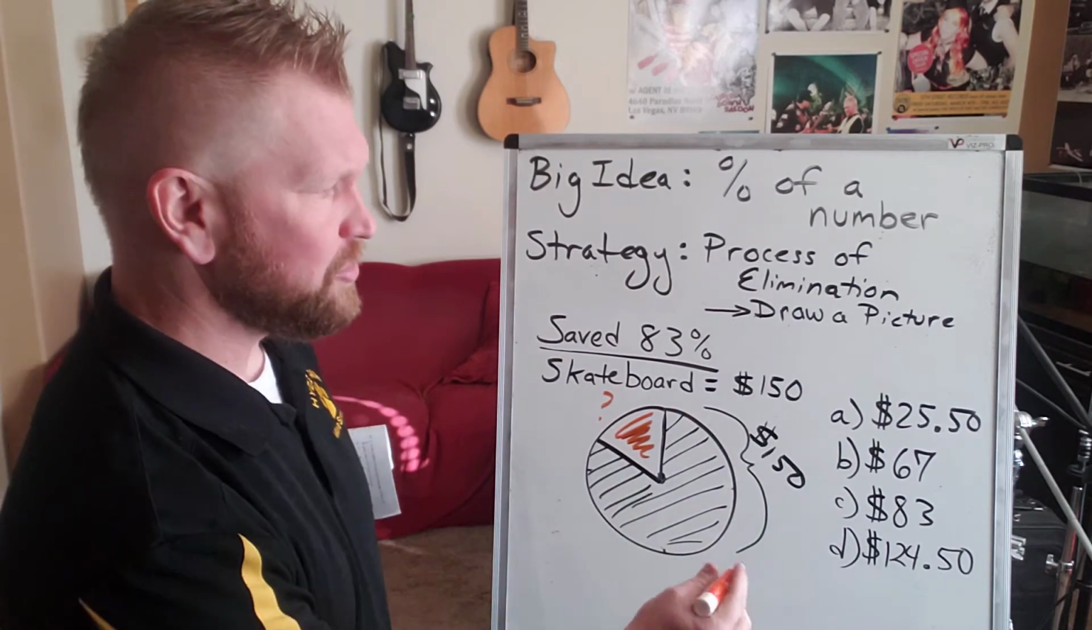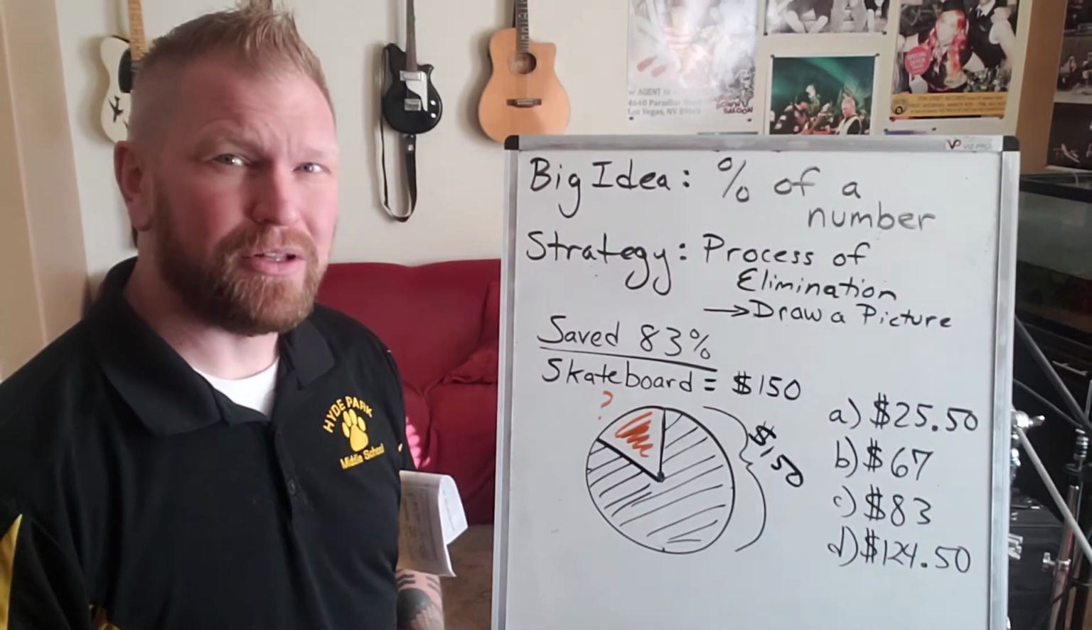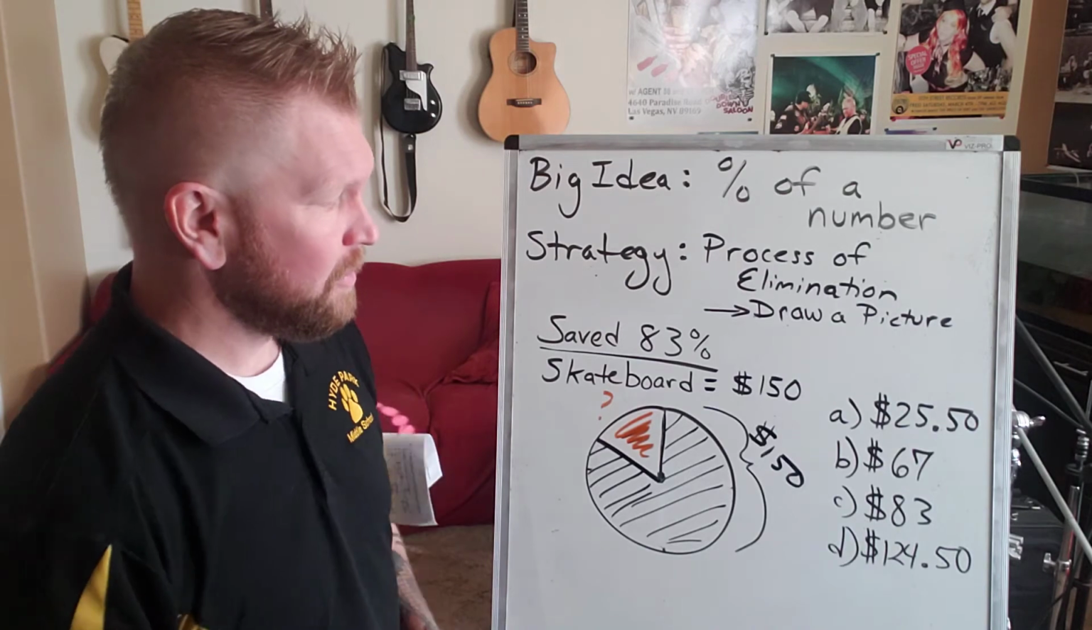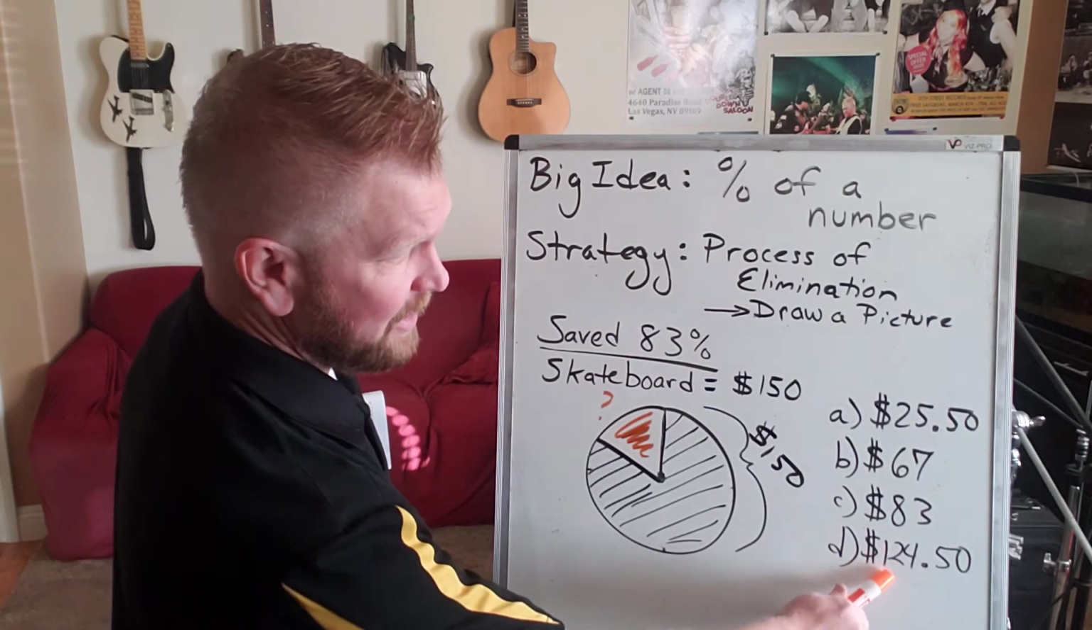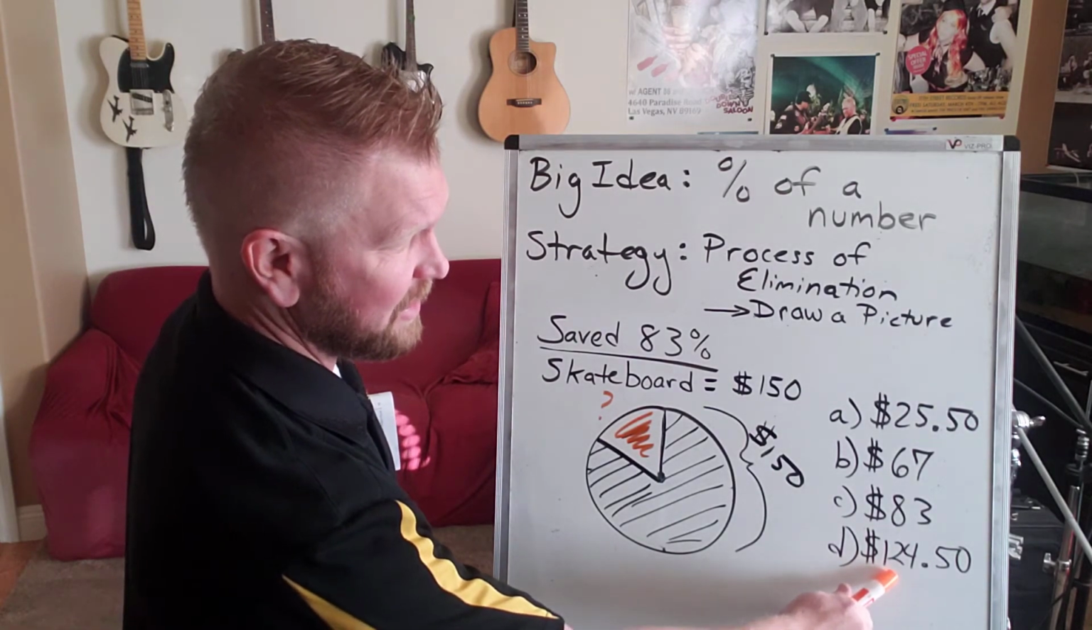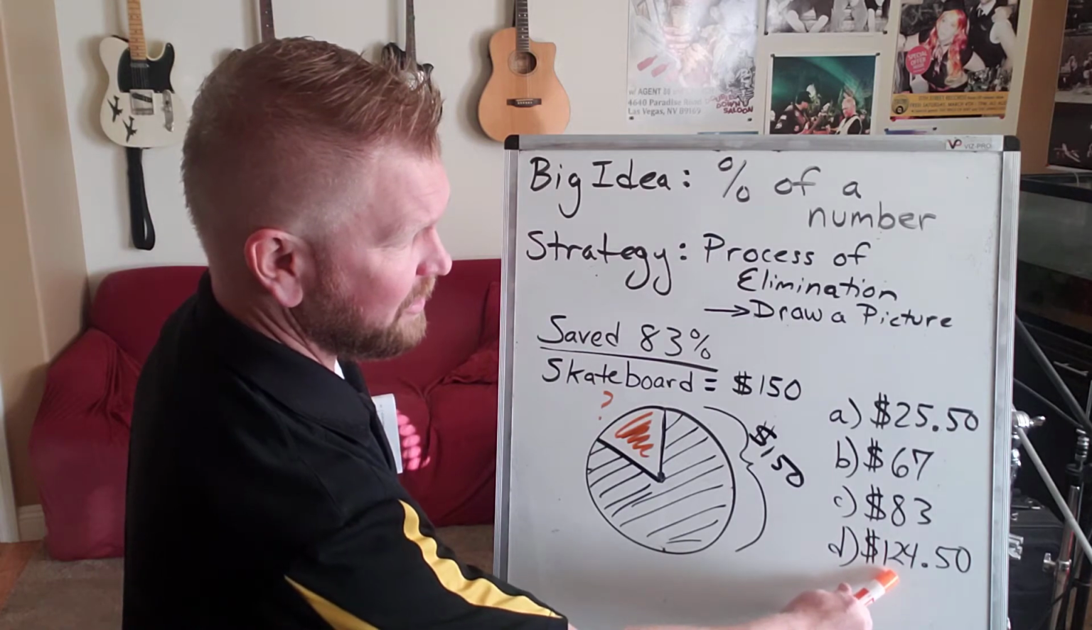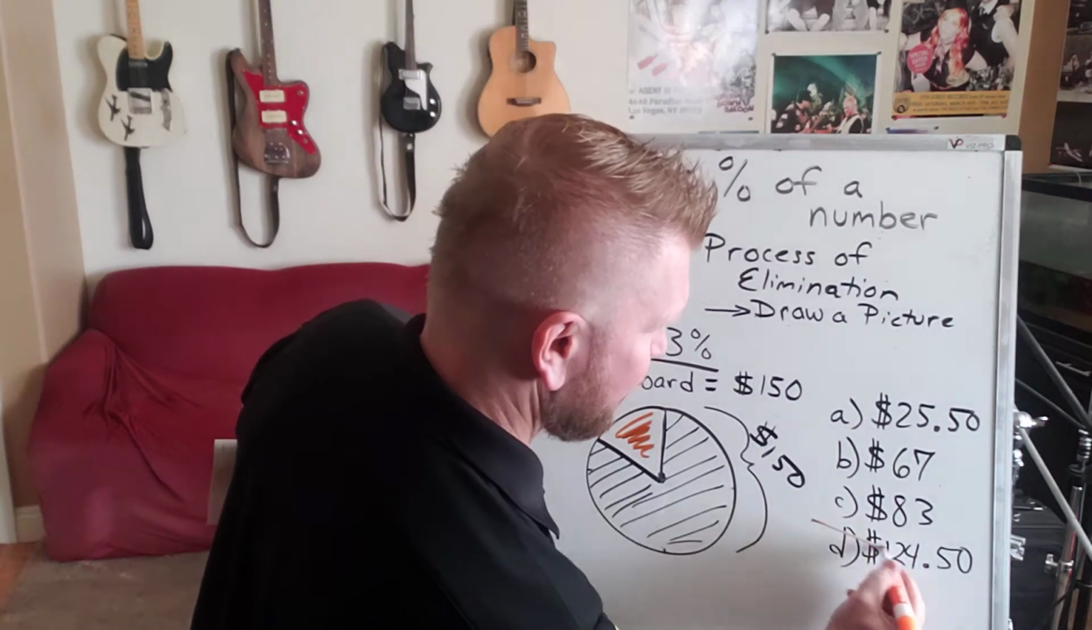All right, you see any numbers that we could eliminate that don't really fit the bill? This one is way too big because this says he needs to save almost all of the money. He's already saved almost all of it.